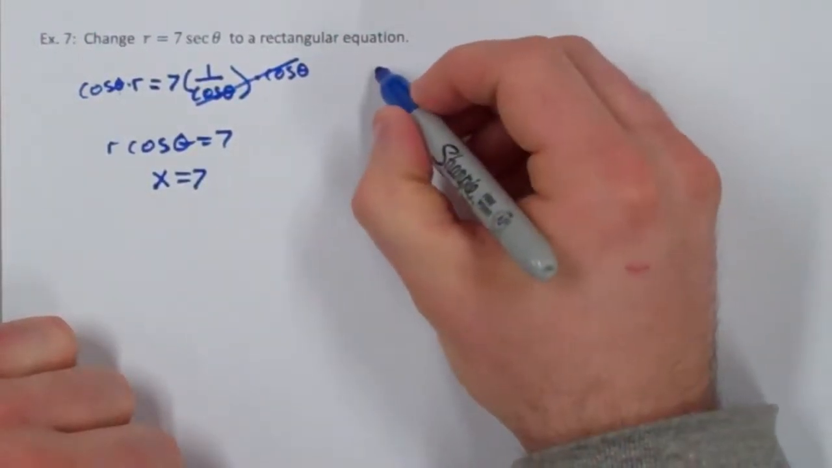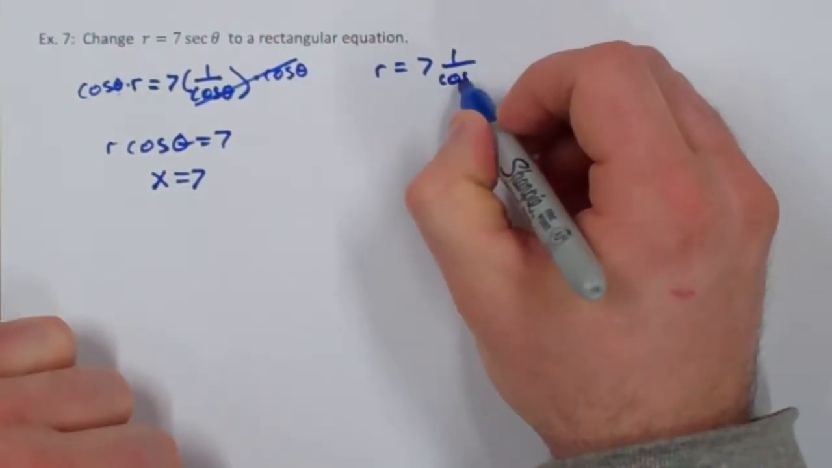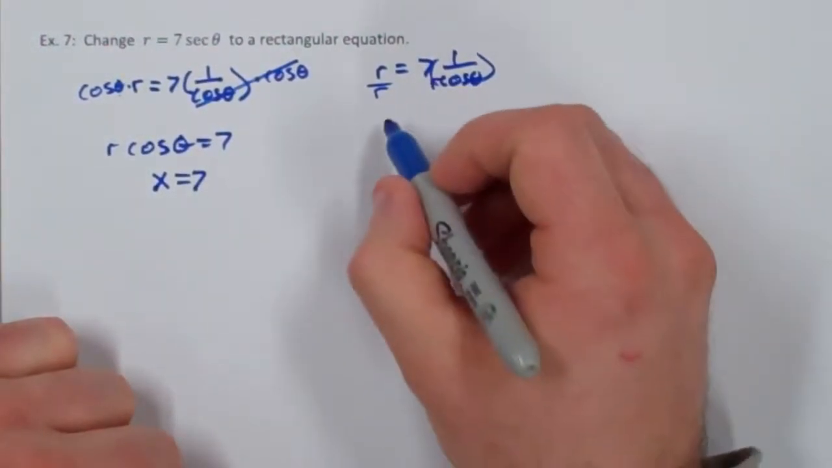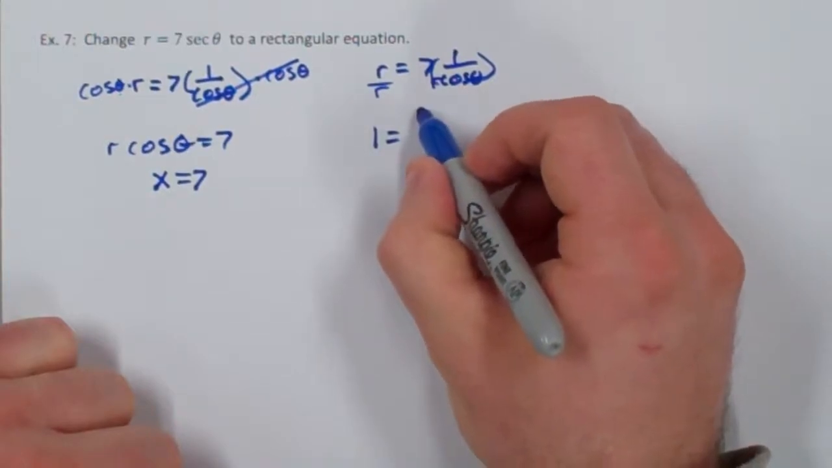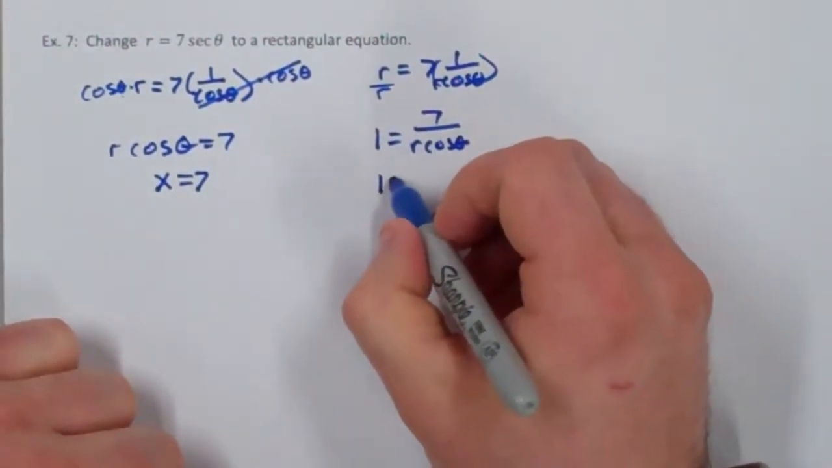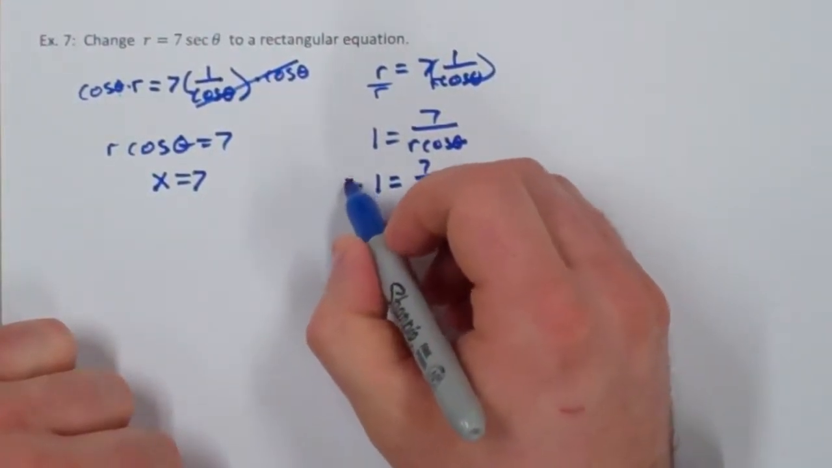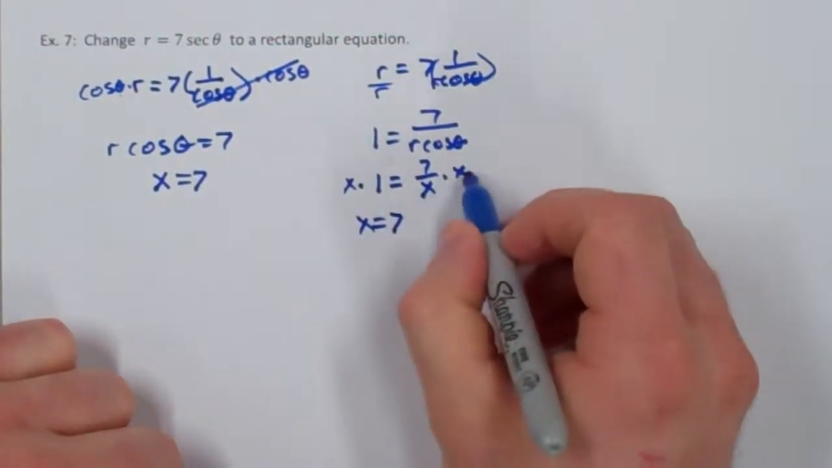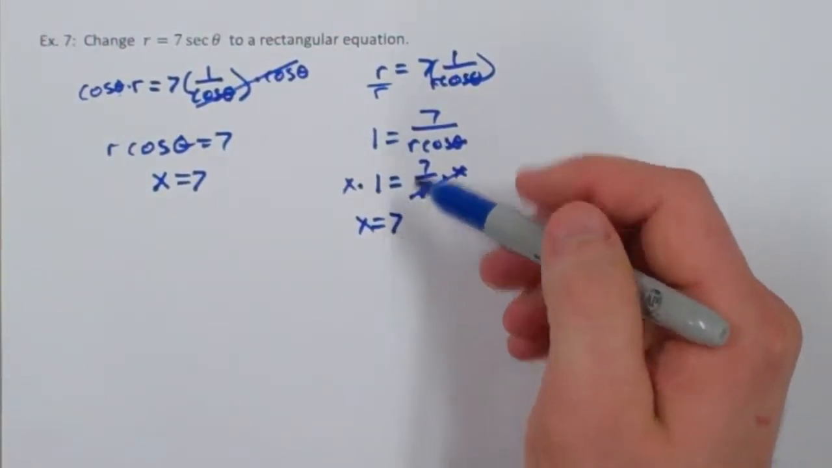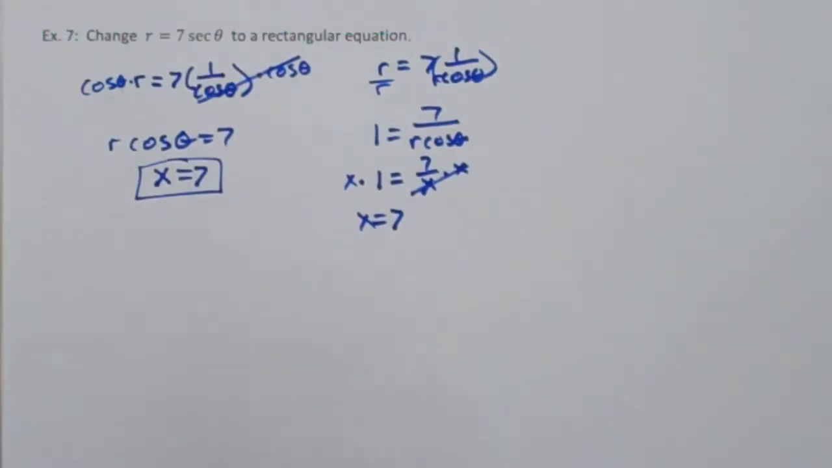If we didn't do that, if we did what we were mentioning before, which is to divide by r, there'd be an r down here, that would be 1 is equal to 7 over r cosine theta, which would be 1 is equal to 7 over x. We could multiply by x on each side, so x will be equal to 7. So that does work as well. Might be a little bit extra on the steps, but you can totally do that. Any way you cut it though, you should end up here with x is equal to 7.